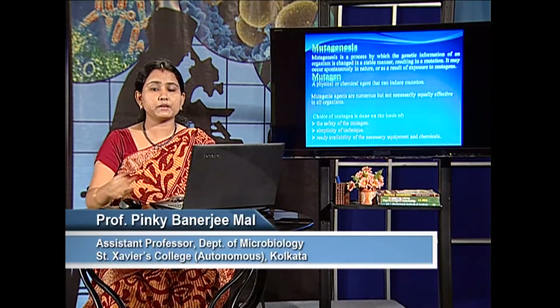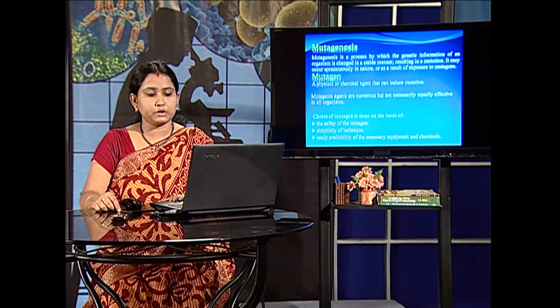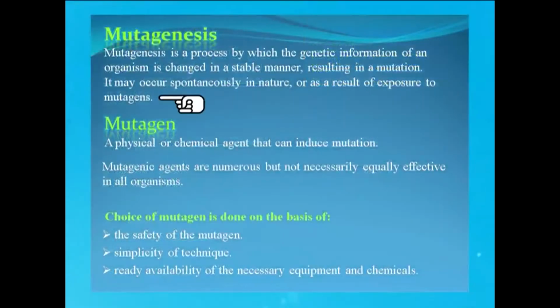So today we'll begin with mutagenesis, which is a process by which genetic information of an organism is altered in a stable manner. Mutagenesis occurs in nature spontaneously and sometimes due to exposure to certain agents known as mutagens. So mutagens are physical or chemical agents which cause mutation in a DNA. Mutagens are chosen on the basis of their simplicity, safety, availability and simplicity of usage.